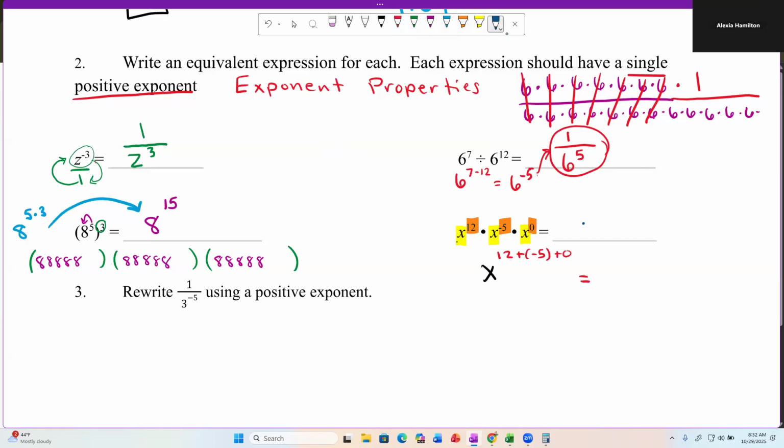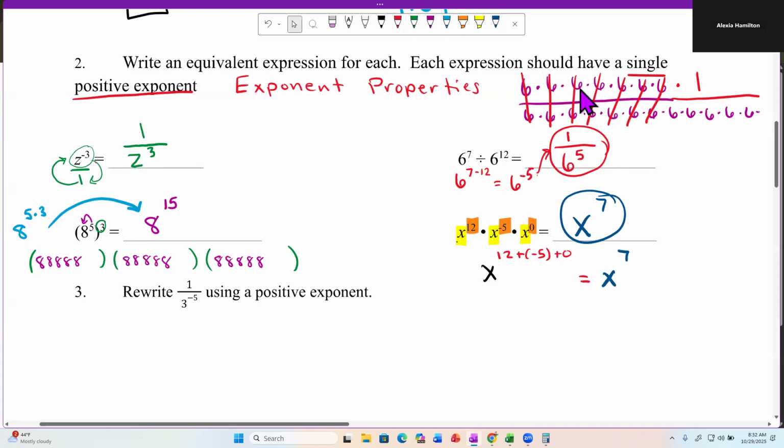So again, I keep my base. 12 plus -5 is 7. 7 plus 0 is 7. So my answer is x to the 7. Yep.